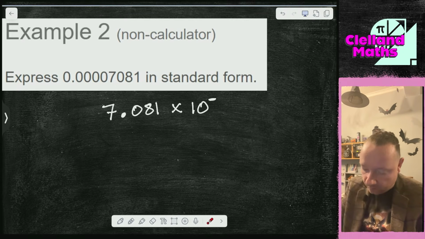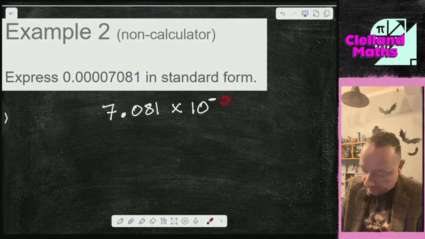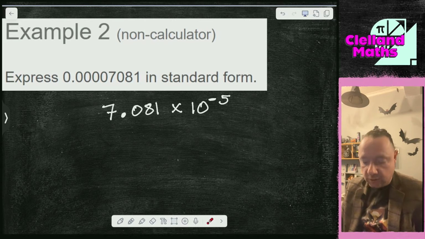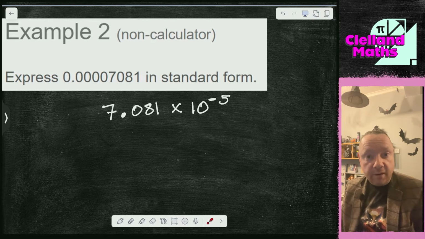Now, I'll give you a trick in a minute, but really what's happening is that this point is going 1, 2, 3, 4, 5. 5 places I need to go, so minus 5. If you don't want to think of it as jumping though, one trick that always works is count how many zeros are in front of the first number. 1, 2, 3, 4, 5, minus 5. Nice little trick there, and you're done.